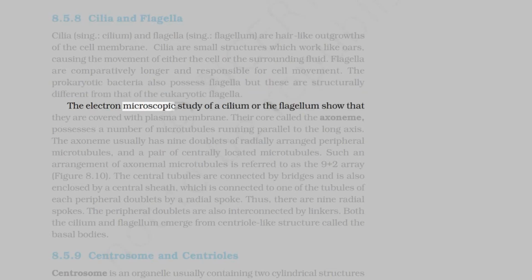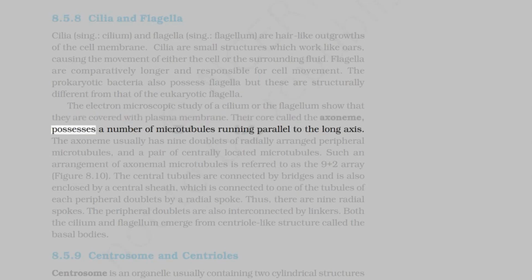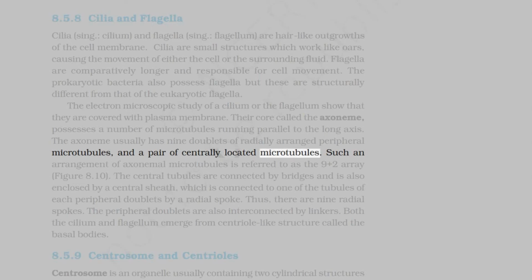The electron microscopic study of a cilium or the flagellum show that they are covered with plasma membrane. Their core, called the axoneme, possesses a number of microtubules running parallel to the long axis. The axoneme usually has 9 doublets of radially arranged peripheral microtubules and a pair of centrally located microtubules. Such an arrangement of axonemal microtubules is referred to as the 9+2 array, figure 8.10.